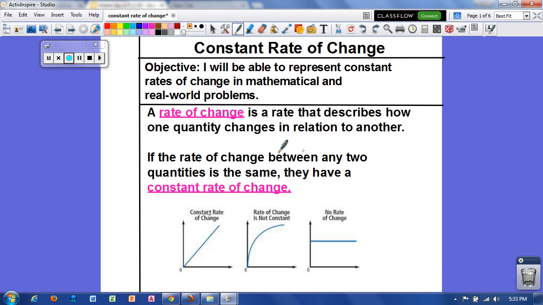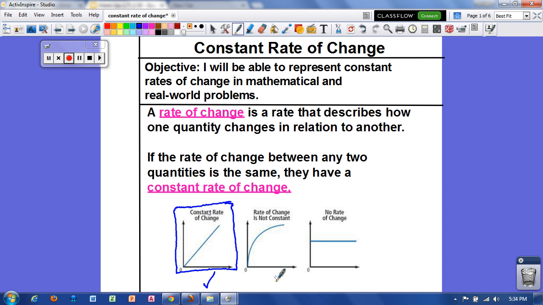So when you think of how one quantity changes in relation to another, I want you to think about the graphs that we have been creating in the past week. As x changes, y is also changing. Now, whenever they change at a constant rate, you are going to get a linear graph. And remember, linear means it forms a straight line. So, constant rate of change can be seen in this image right here.